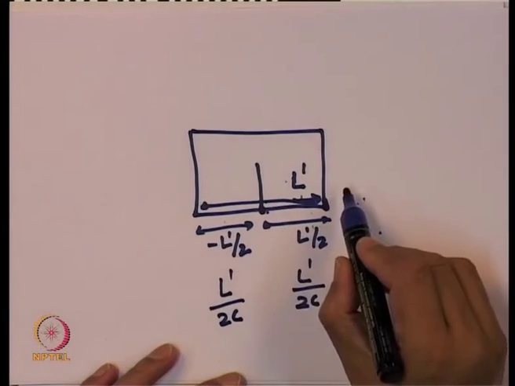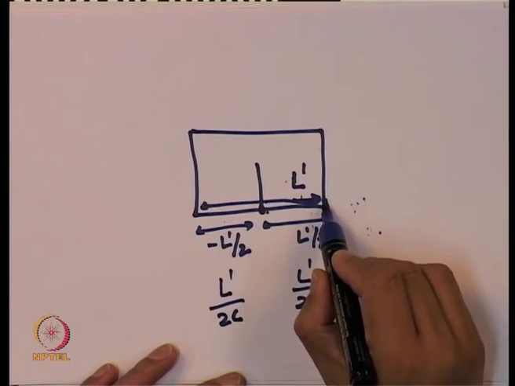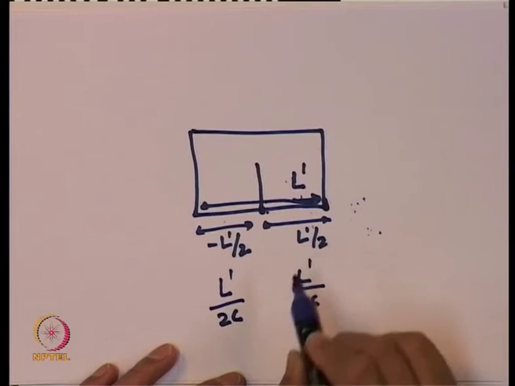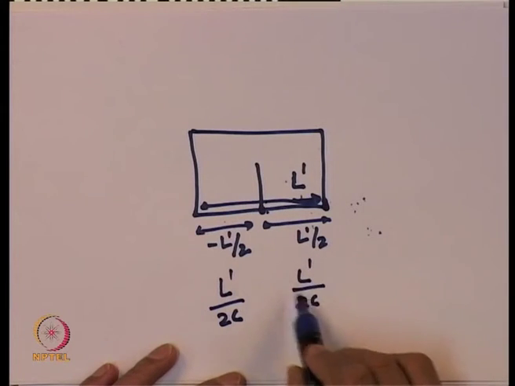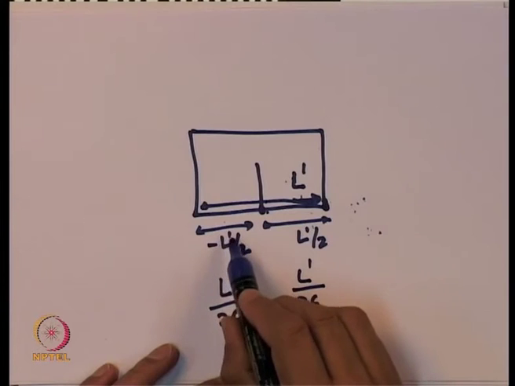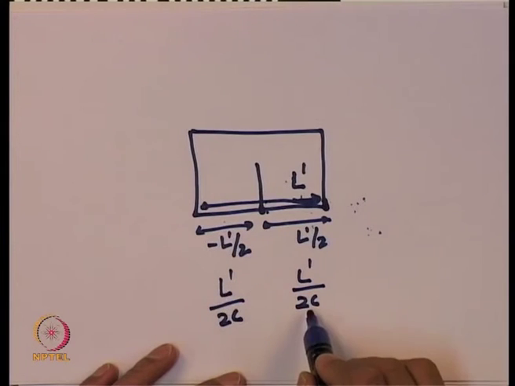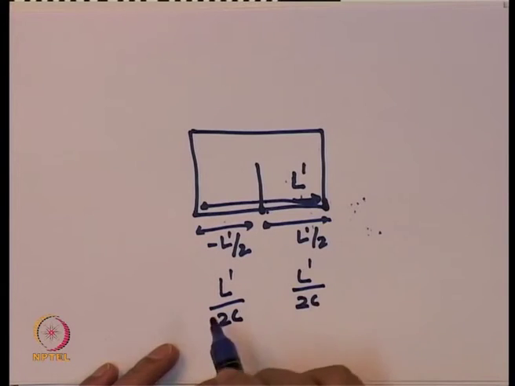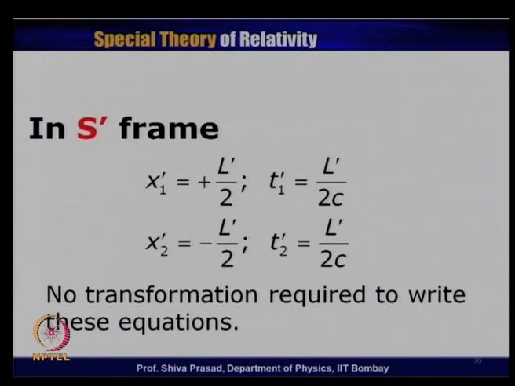So, according to an observer in the S prime frame of reference, event number 1 occurs at x equal to L prime by 2 and at time L prime by 2c. Event number 2 occurs at a coordinate of minus L prime by 2 and a time L prime by 2c. These two times are the same, so these two events are simultaneous in the S prime frame. This is what I have written here: x1 prime is plus L prime by 2, t1 prime is L prime divided by 2c, x2 prime is minus L prime by 2, t2 prime is L prime by 2c.